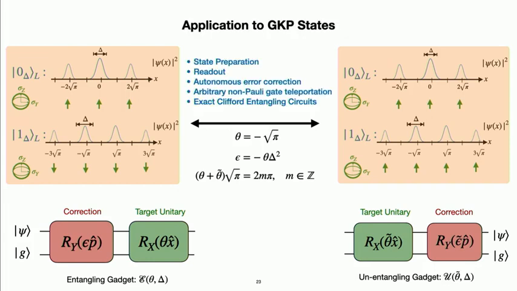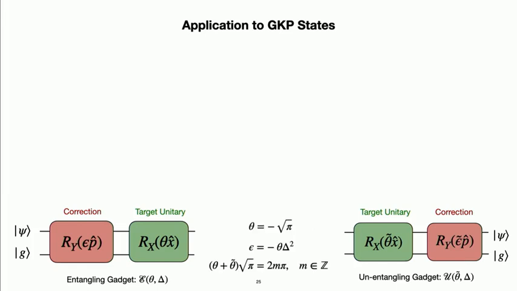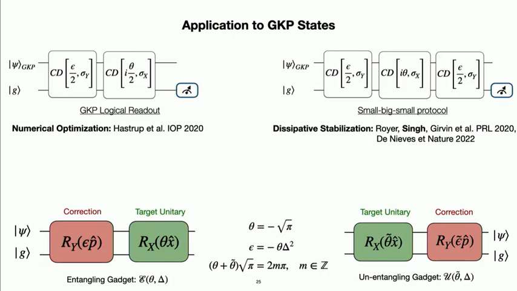So now we'll be discussing the applications to GKP states. We found several use cases, not only for GKP states, but for various oscillator states and oscillator control. But I'll be discussing these 3 specific cases for GKP states for this talk due to the time constraint. In the GKP literature, these 2 circuits were already available to us, the GKP logical readout and the small-big-small protocol, which is the stabilization protocol.